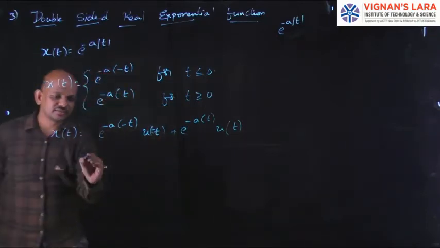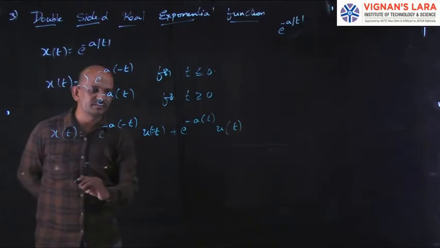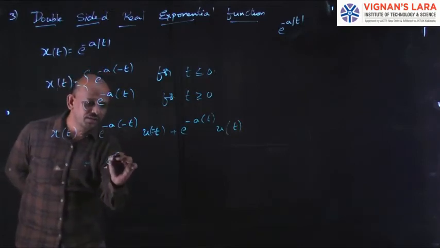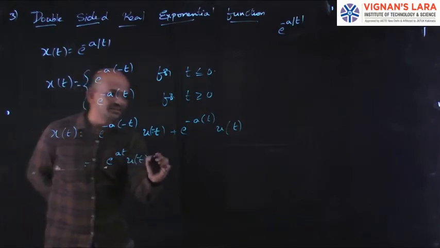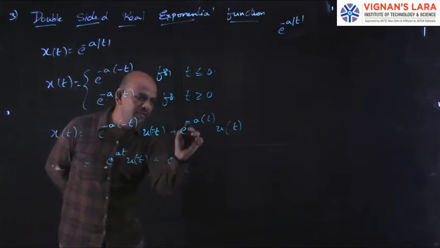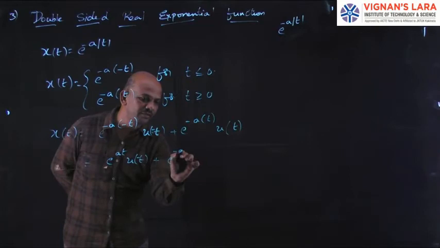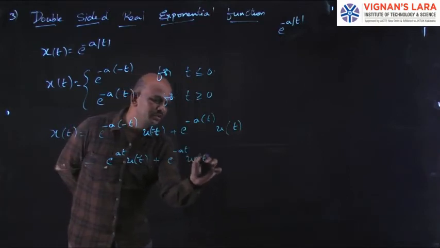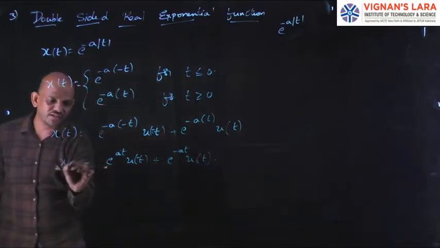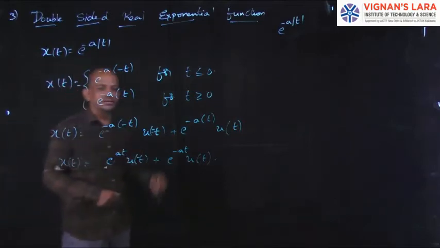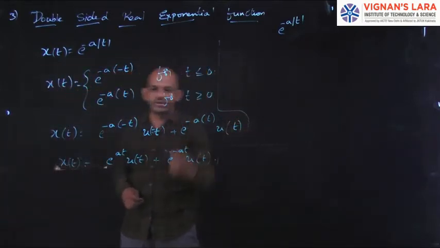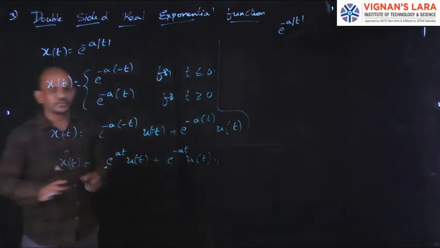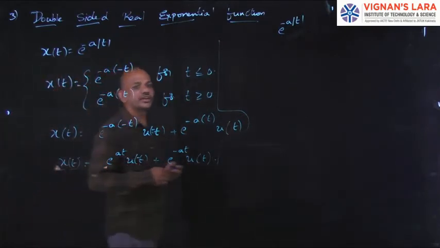Simply you can write like this. That will be equal to minus of minus plus. So e power at into u of minus t plus e power minus at into u of t. So that is our x of t. So here the value of x of t is this one. Now I have to find out the Fourier transform.